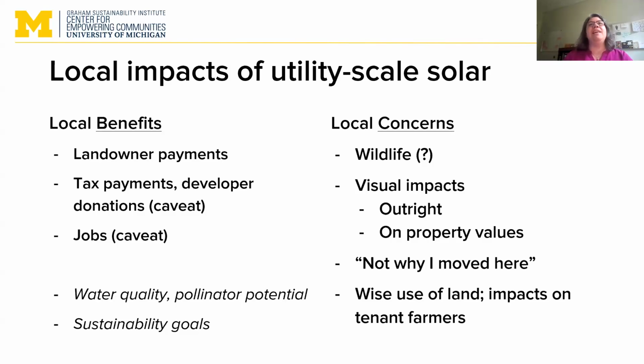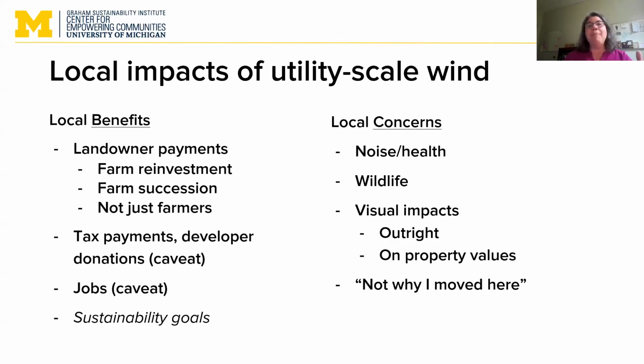If you go on, Madeline, to the next slide, this is about wind. Many of the benefits are the same in terms of landowner payments and tax payments. The jobs that we talk about tend to actually be during construction, not necessarily local jobs in Michigan because it's a specialized crew, but actually once the project is built, more jobs on a megawatt basis than what you see for solar.